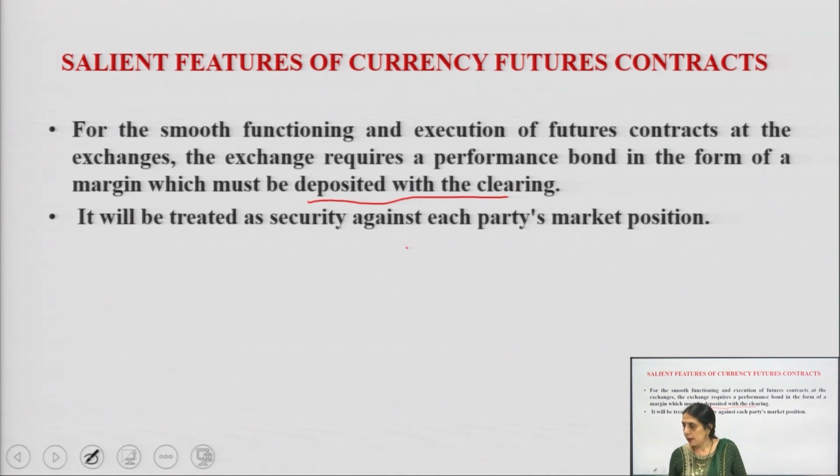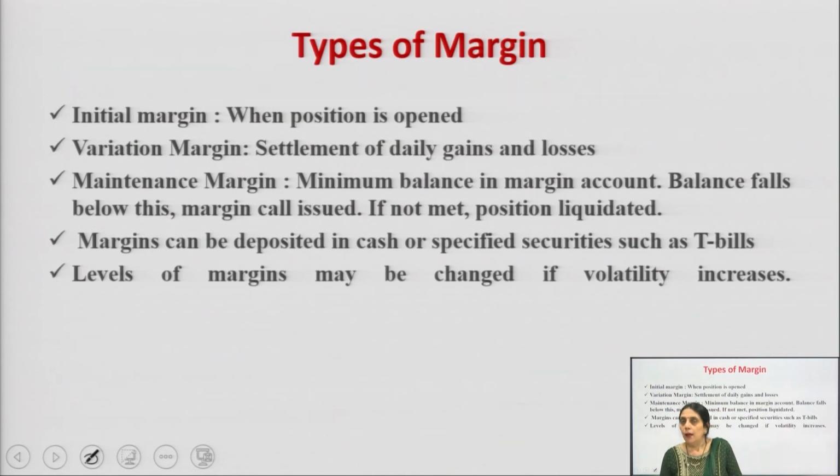The first one is the initial margin. When the importer, exporter, banker or multinational corporation has taken a position, they have to deposit a certain amount with the clearing house. It is a percentage of the total amount. It may be 2% or 3%, which varies from one currency to another and from one exchange to another. It comes under the category of the initial margin.